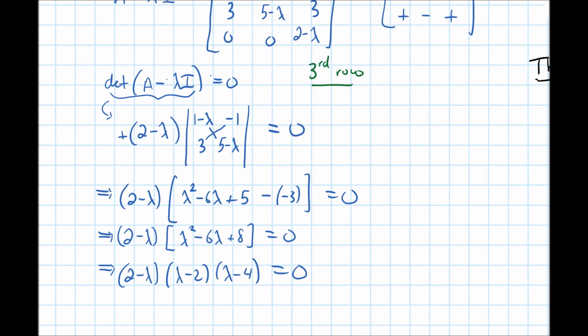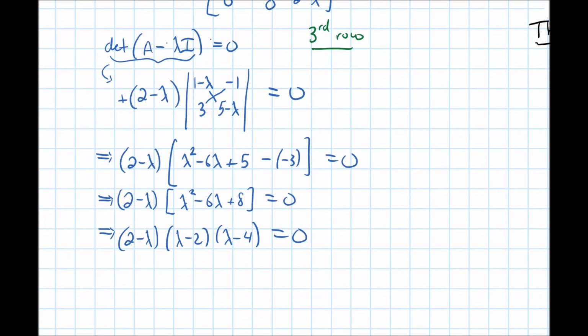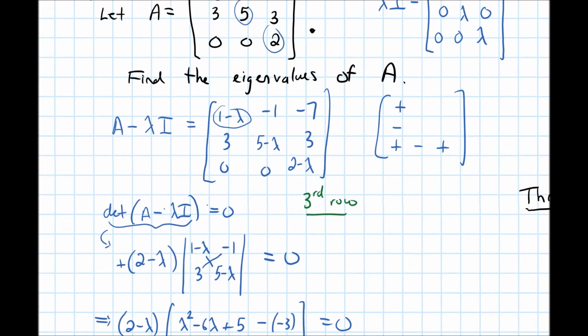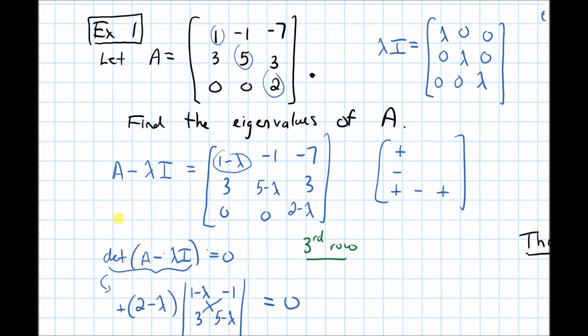Okay, so at this point we are ready to write down our eigenvalues. Our eigenvalues are lambda equals 2. From the first two parentheses, they both give me lambda equals 2. And then the factor lambda minus 4 gives me 4. And those are our eigenvalues. Okay, so that's how we can use the characteristic polynomial to find the eigenvalues of a matrix.